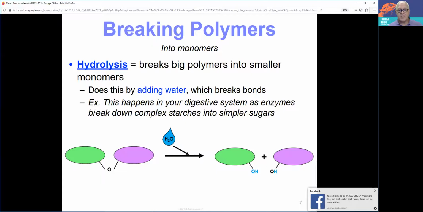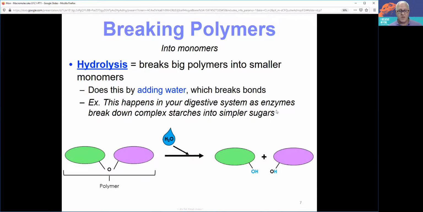Hydrolysis happens a lot, and this happens in your digestive system as enzymes break down the complex starches into simpler sugars that your body can use for energy. And so here we have the polymer, and we want to break it back down into the individual monomers. And so water gets in there and starts to break that apart.